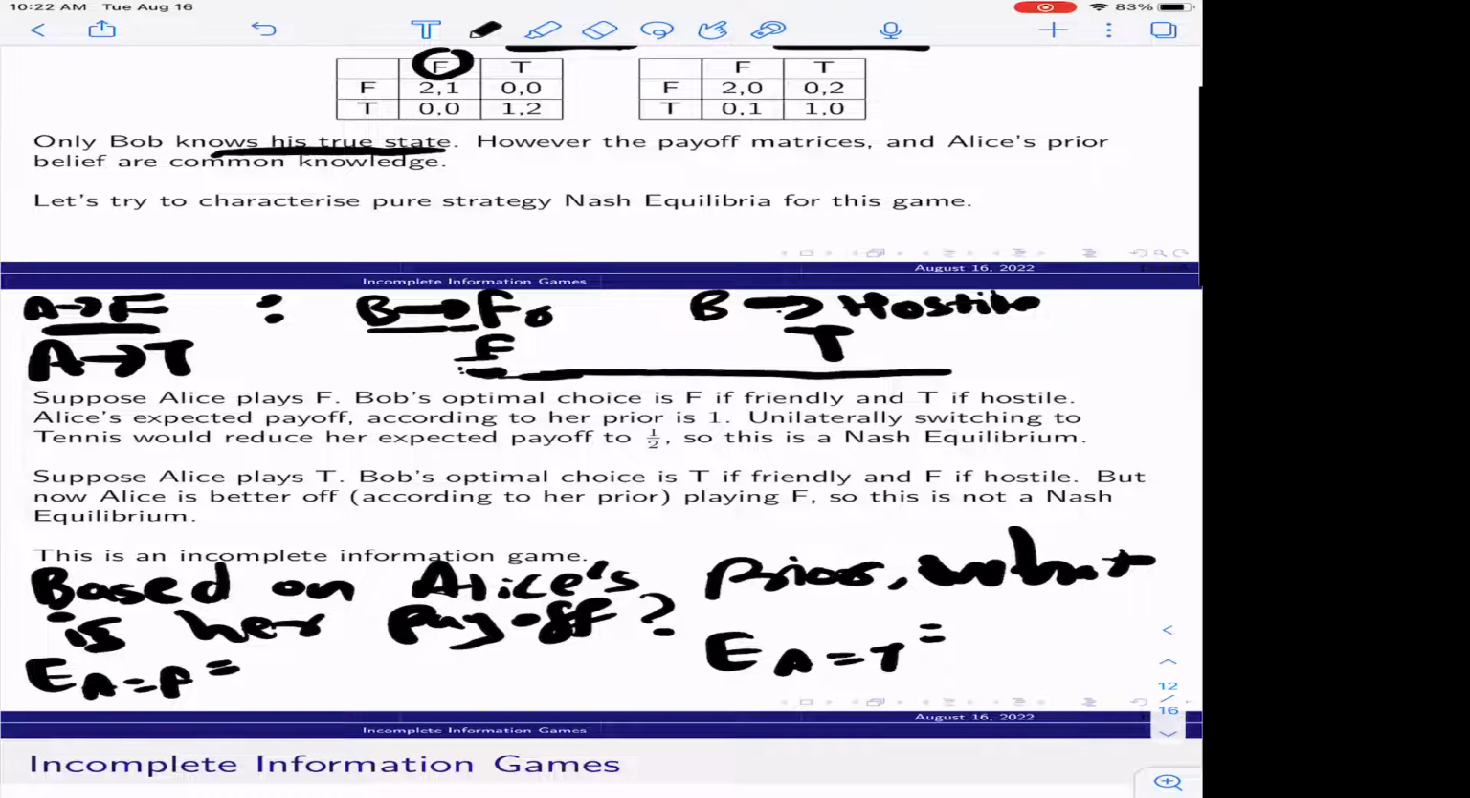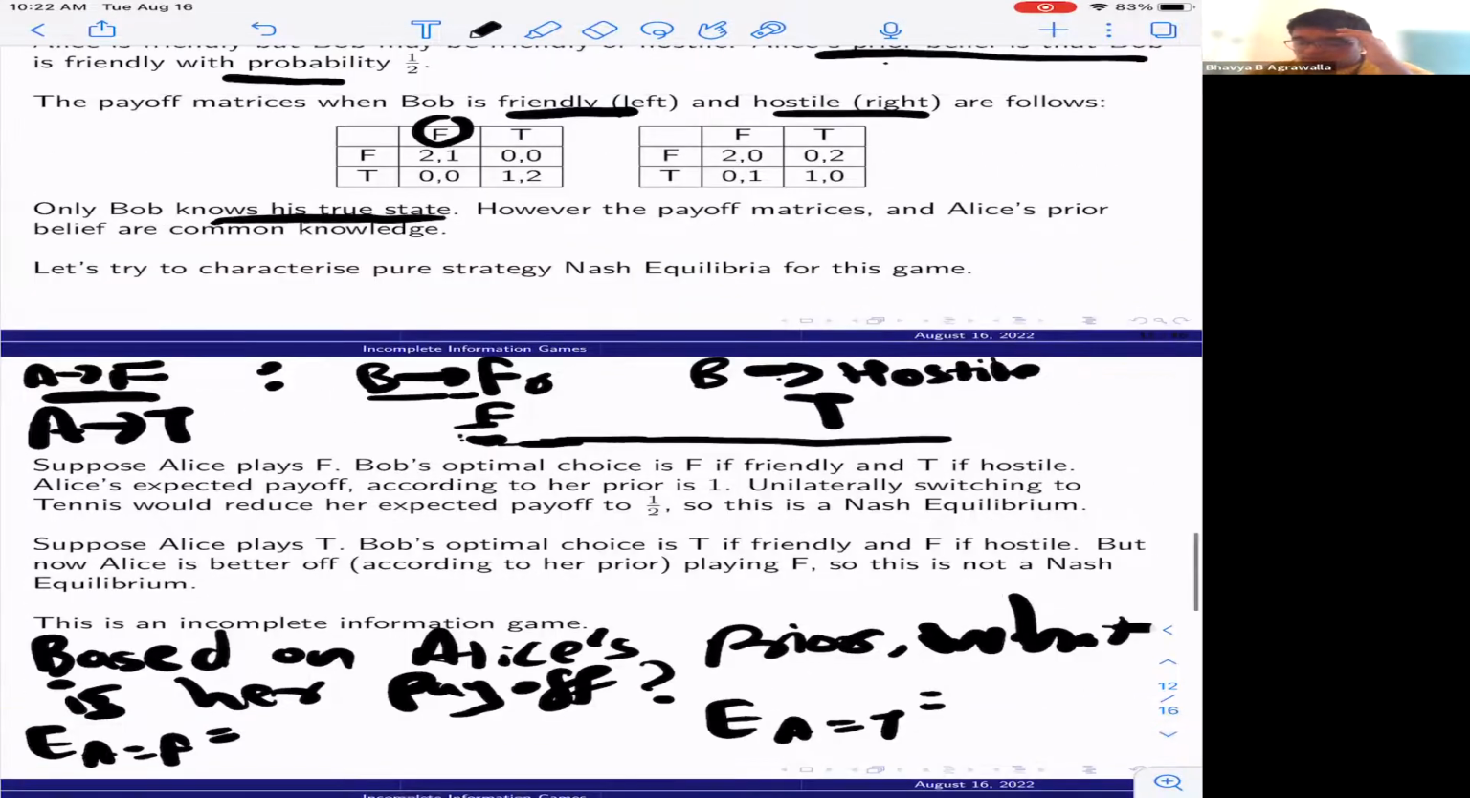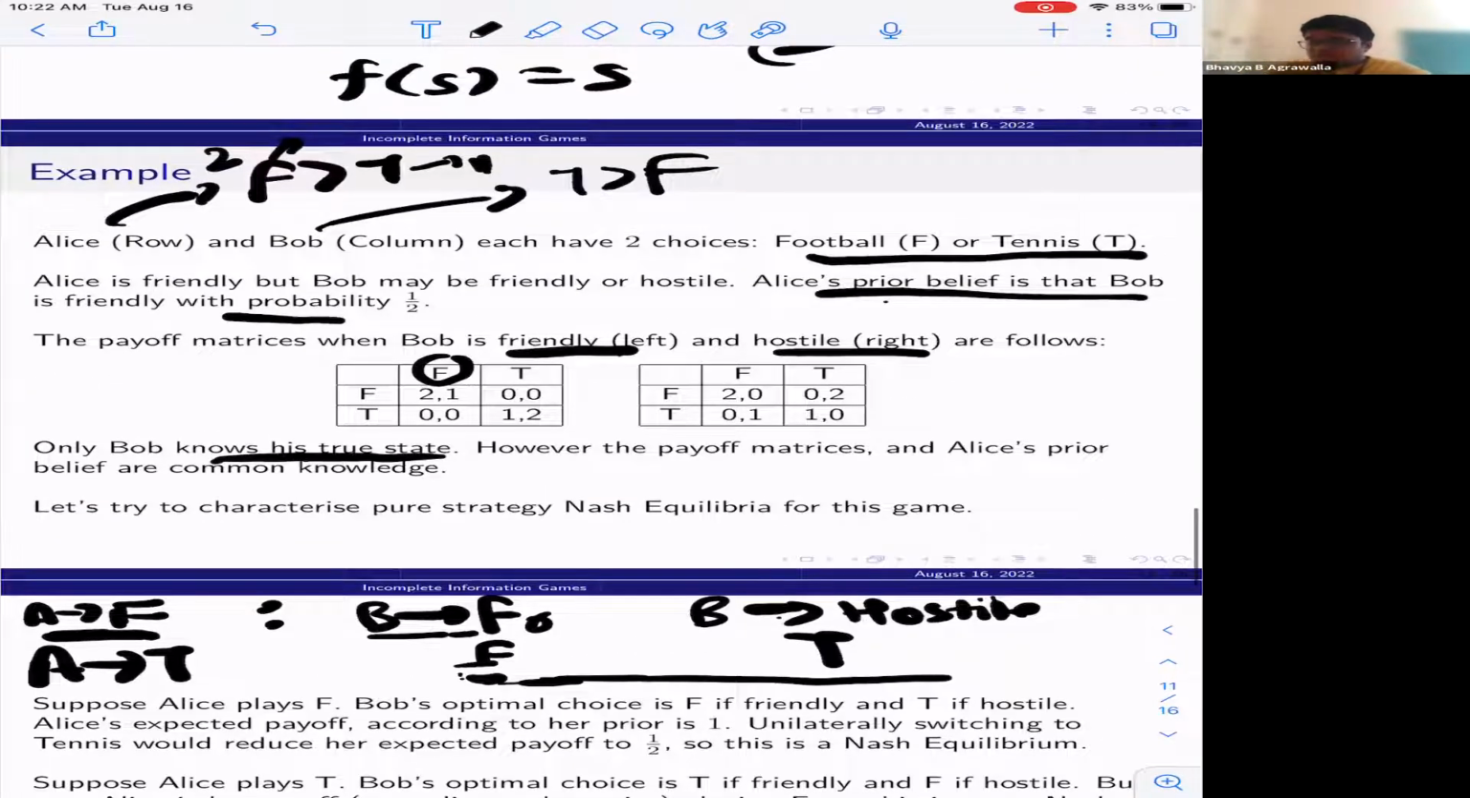Sorry, Bob? Like if Alice is playing football, then it would be really nice for B to be hostile and play tennis. Yeah, so if Alice plays football and if B was hostile, then the best choice for him is tennis, right? Because if B is hostile, then in tennis he has a payoff of 2 and in football. Yeah, it's tennis only.